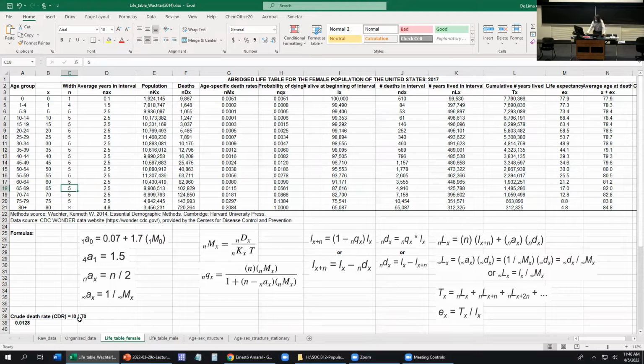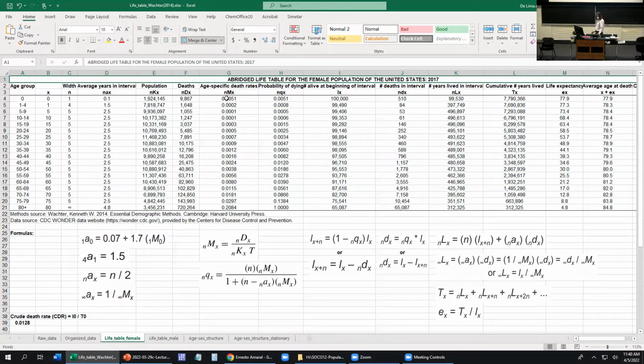tab here, the organized data tab. Also from the previous one, we have the number of deaths. So this comes from the organized data tab, right? Number of deaths until 80 plus. So this is all data that we are inputting here based on observed data. Population, also from there, okay? And then come the calculations, right? So a simple one, the age-specific death rates, the mx(n).